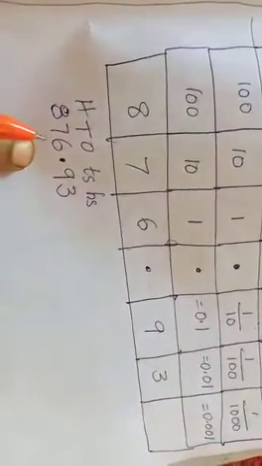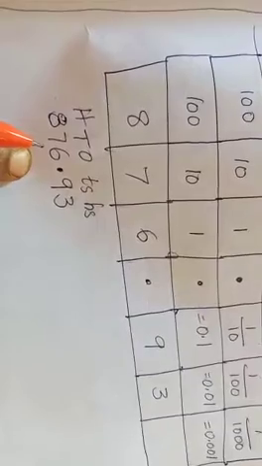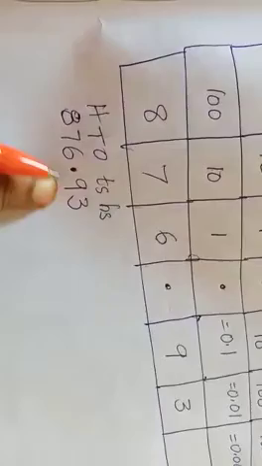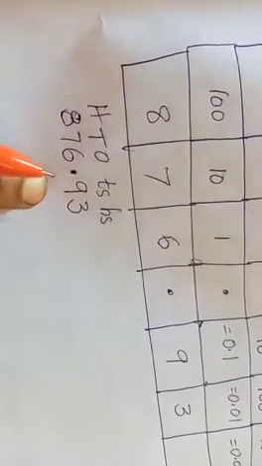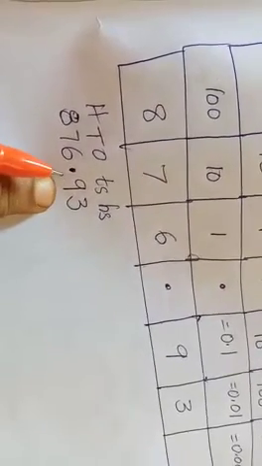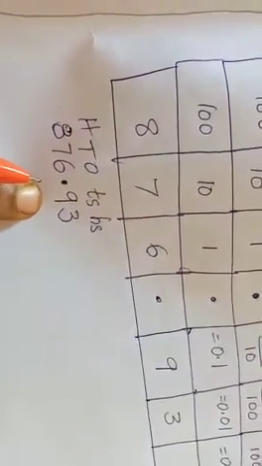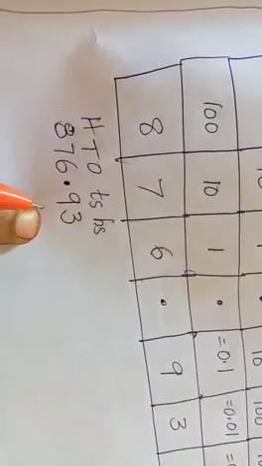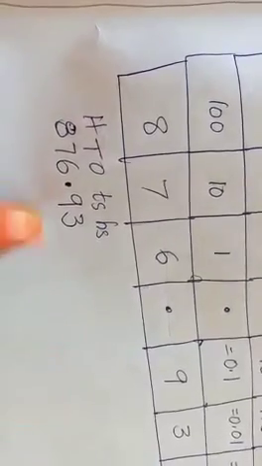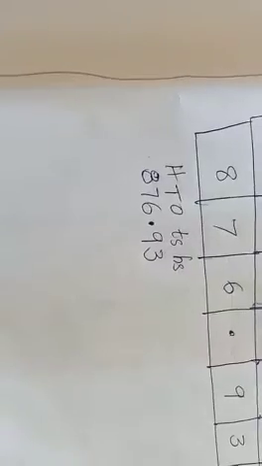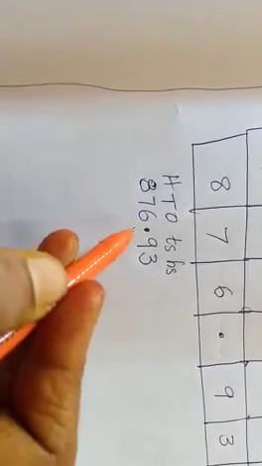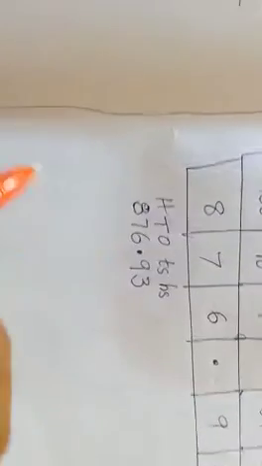And how to read this number? 876.93. You have to read the number which is in the decimal part separately. Okay, 93. You have to read it as 876.93. So always read the part which is after the decimal point separately.